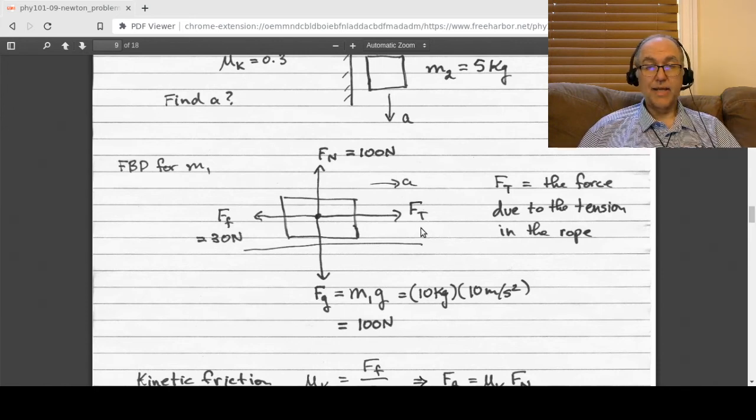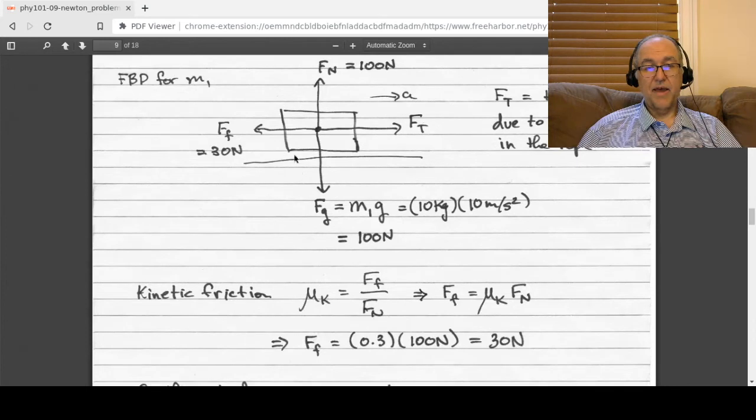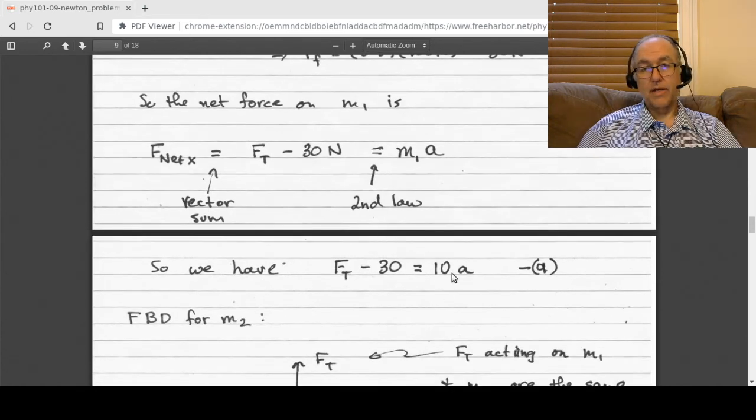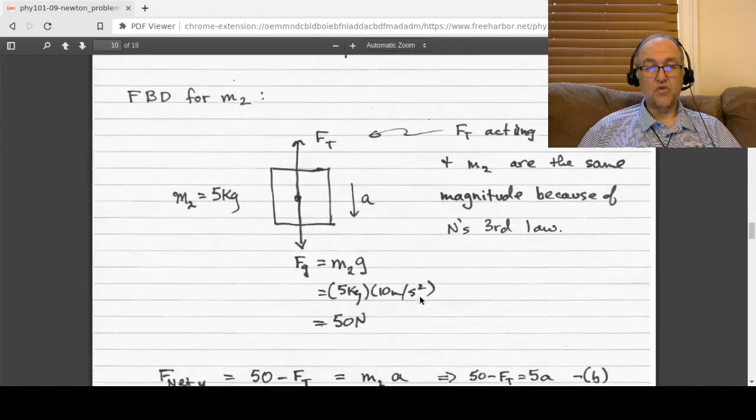And FT, we don't know. That's the tension, all right? And so now we have all of our forces, and they're making that nice little T so we can add them. Basically FT is competing with FF, but FT is winning. So we have FT minus the 30 newtons must equal M1A, all right? That's Newton's second law. So we substitute in for M1, 10 kilograms, and we get that FT minus 30 is 10 times A. There's equation A, all right? Two unknowns are FT and A. Can't solve it with just one equation, all right?